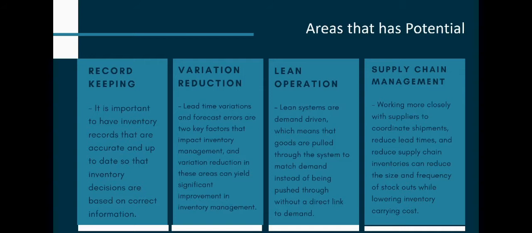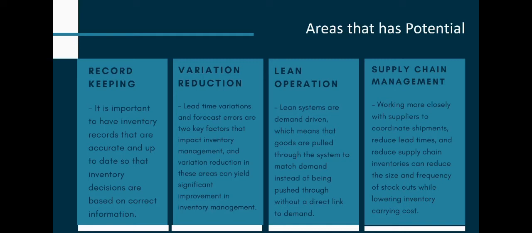The third is lean operation. Lean systems are demand-driven, which means the goods are pulled through the system to match demand instead of being pushed through without a direct link to demand. It is a business strategy driven by the principle of doing more with less. It is a minimalist approach to running a business and improving day-to-day operation. In other words, lean operation is all about putting a little efficiency into your workflows.